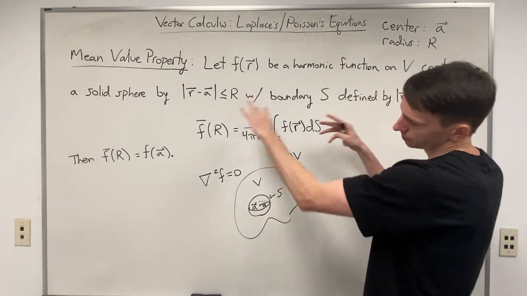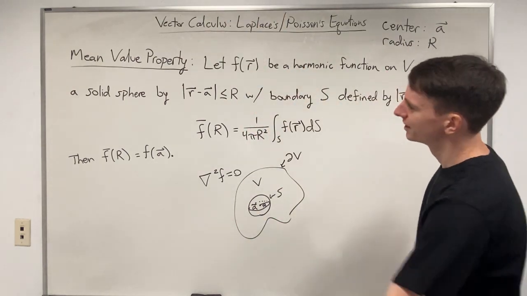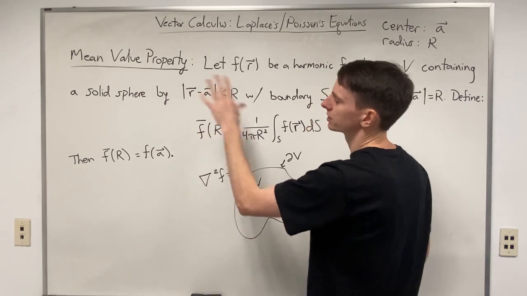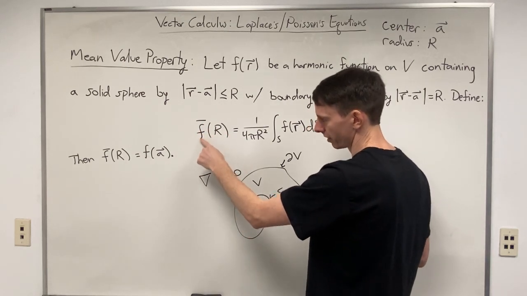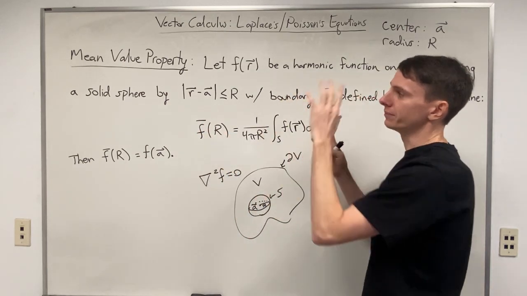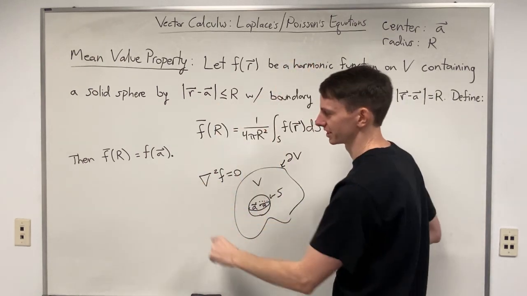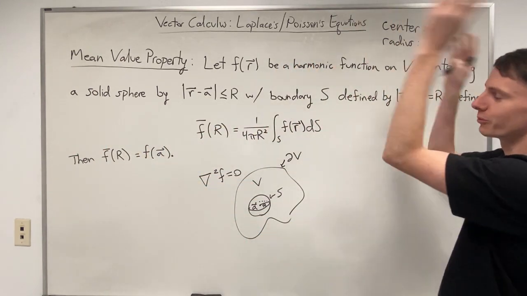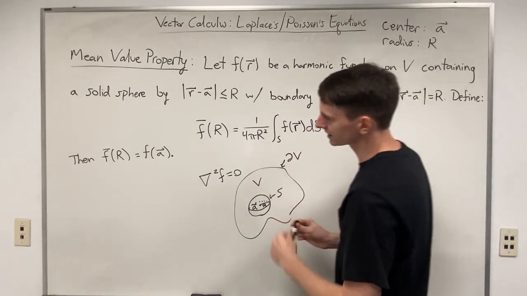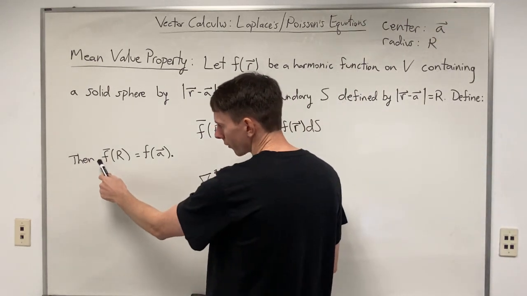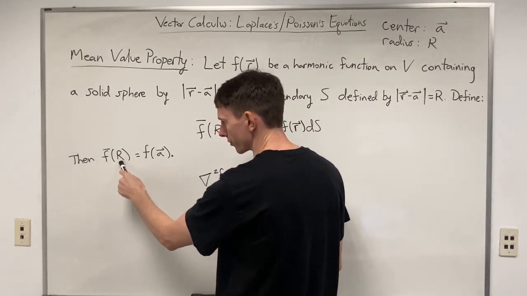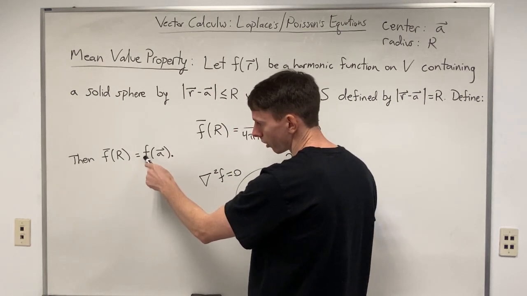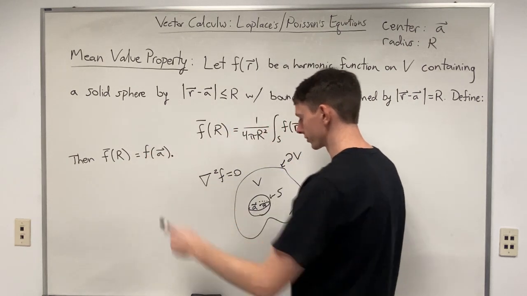So we have a lot of setup. Ultimately, what we're saying is that we define this quantity, which is the average value of the harmonic function on the boundary. What the mean value property is actually saying is simply the short statement right here. So assuming we got all of that, then what it says is that the average value of our harmonic function on the boundary is equal to the value of the harmonic function at the center.